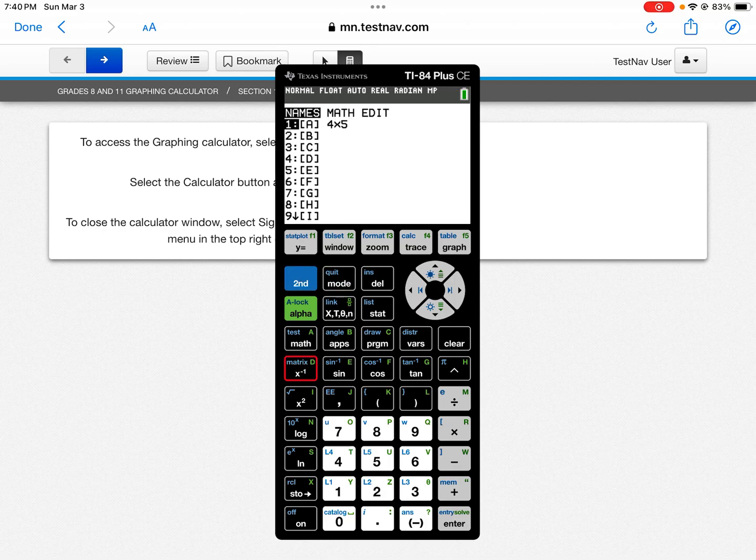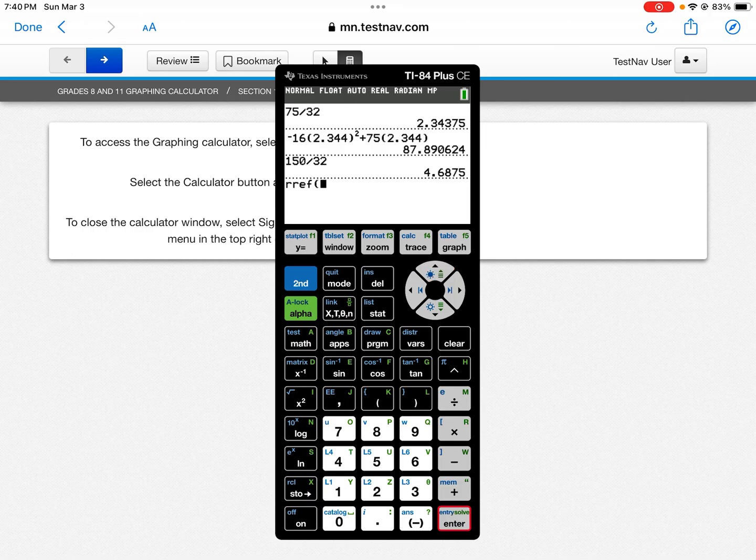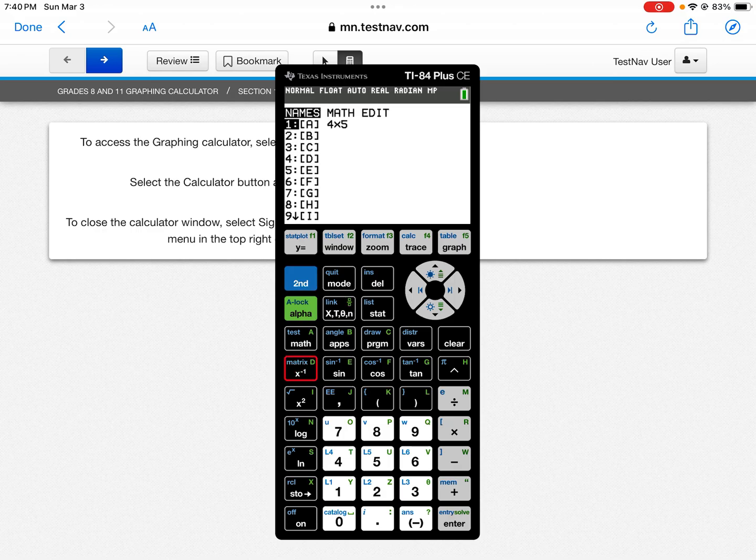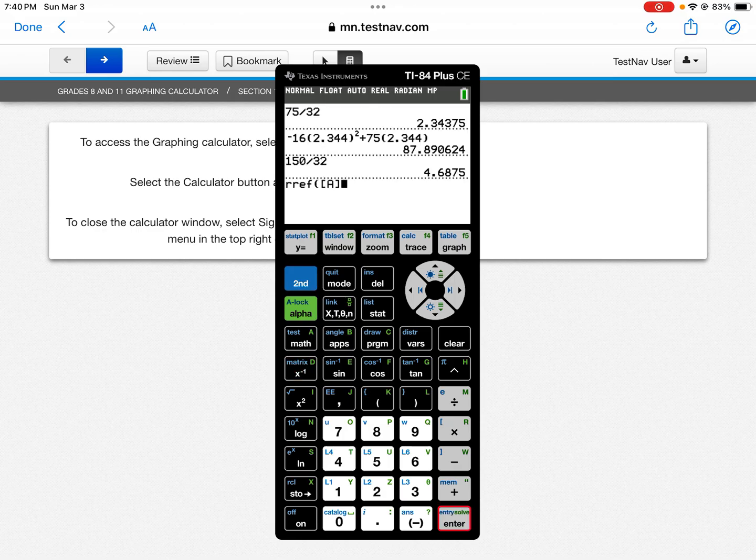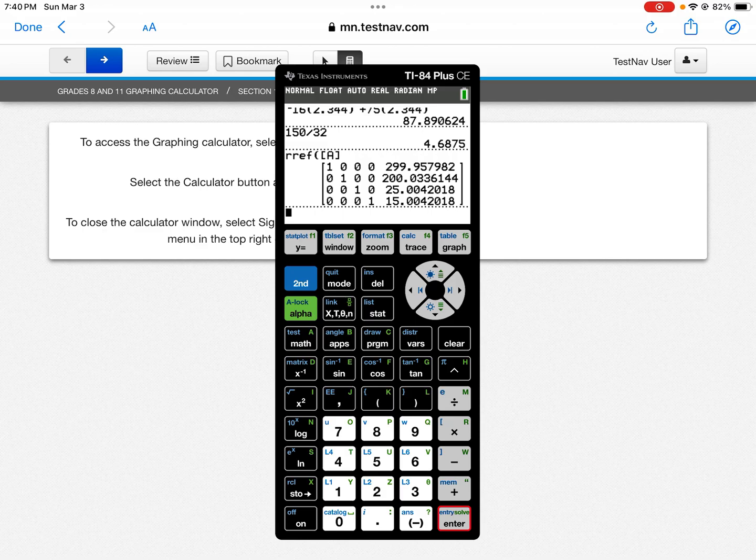So second matrix, and we'll go up to reduce row echelon form, and pick matrix A and cross our fingers. Yeah!